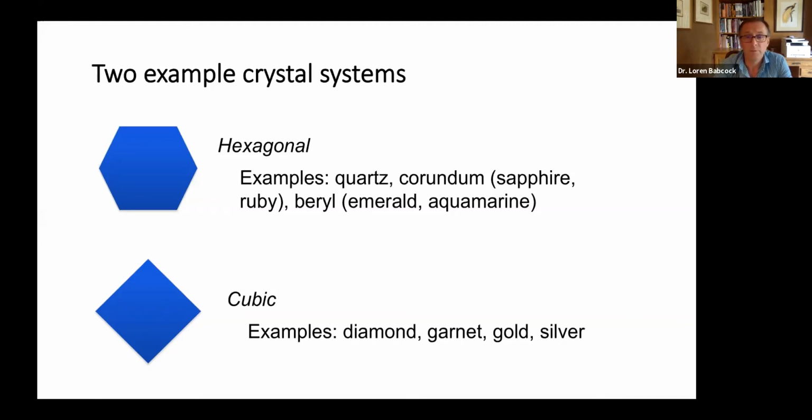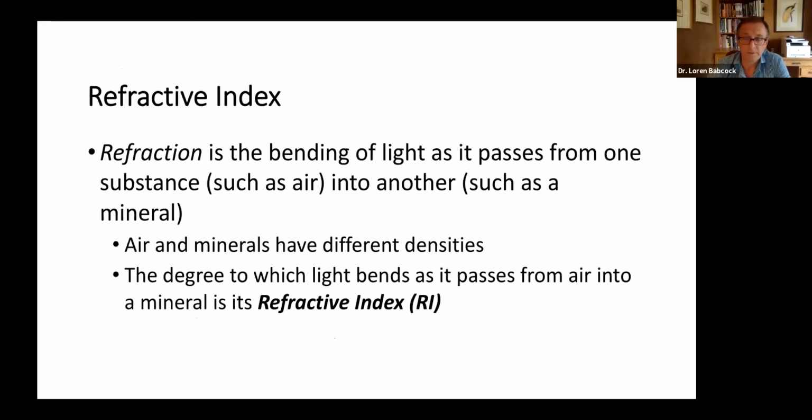Now, why I bring this up and why I'm ignoring the others is going to be obvious in the next slide or two. I use the hexagonal system as just a proxy for all of the non-cubic minerals and non-amorphous minerals. And the cubic system is special because it differs from the hexagonal and other mineral systems. And the way that it differs is in something that we refer to as refractive index.